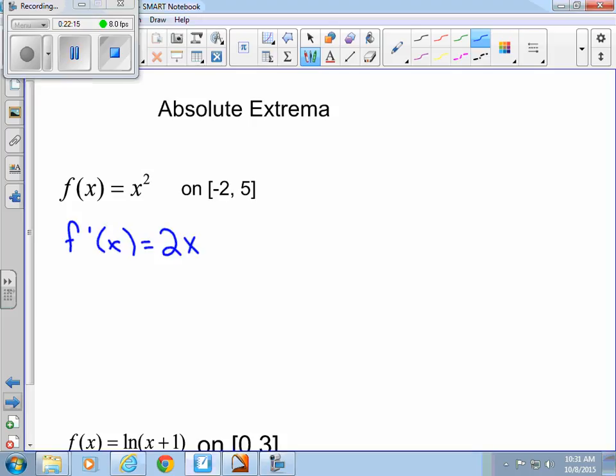So I get 2x, and then I'm going to set that equal to 0. Where does that equal 0? At 0. So I'm going to do a sign chart, except I'm going to block my sign chart off, and stop at -2 on the left and at 5 on the right. Why am I stopping it? That's what the function does, right? It stops at those points.